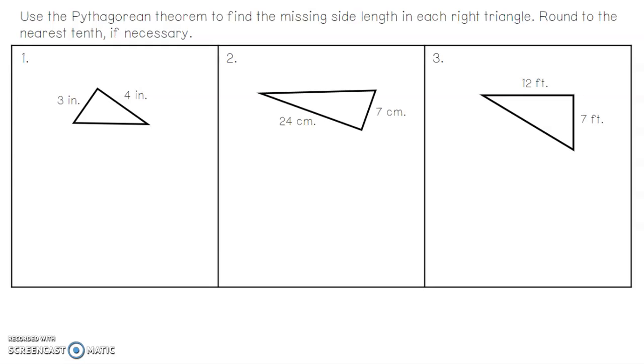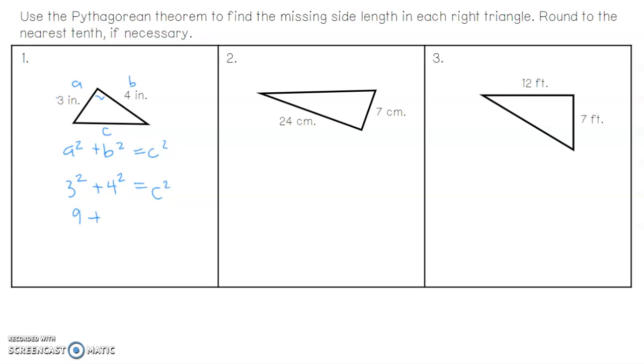So remember, in the Pythagorean theorem, our legs are what create the right angle, so A and B. I could switch that order. It doesn't matter which one's A, which one's B. The hypotenuse is our longest side. Remember that this says A squared plus B squared equals C squared. And so we substitute our values in. So A is 3, so 3 squared plus B is 4, 4 squared. That should equal C squared.